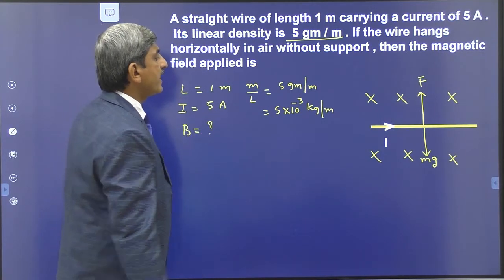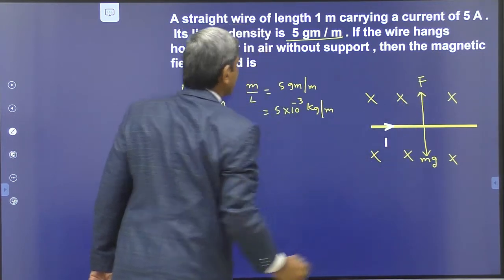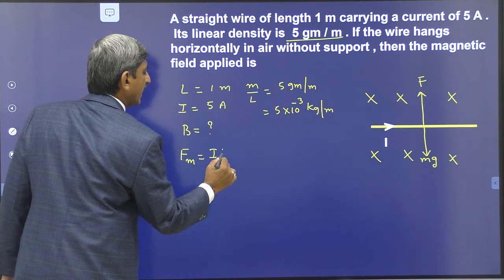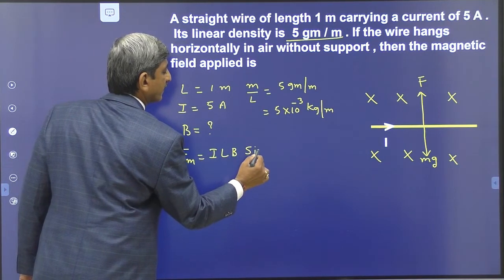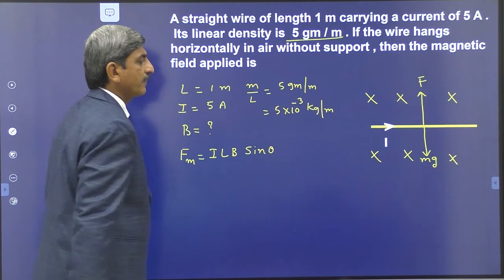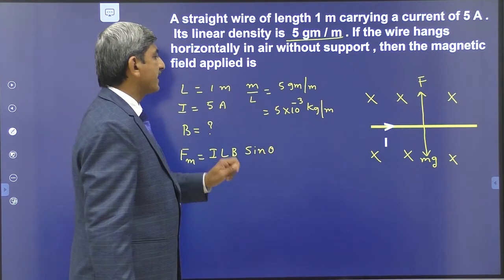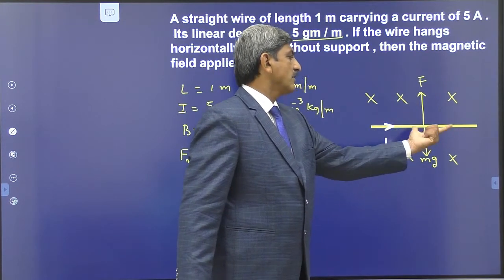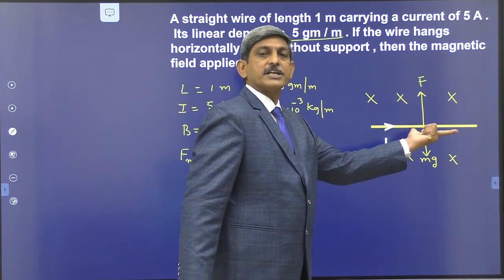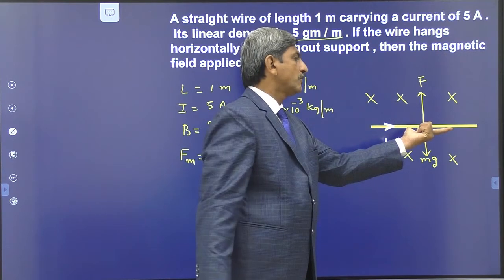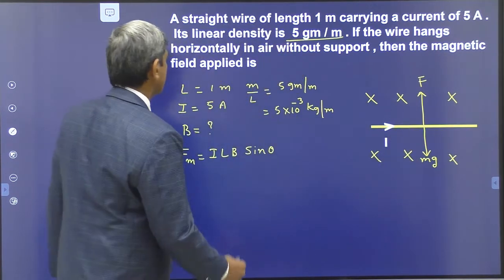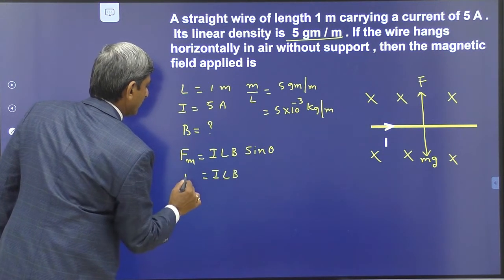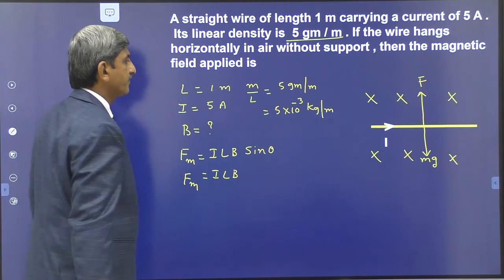If B is the strength of the magnetic field, then what is the force acting on the conductor due to the magnetic field? That force is given by ILB sin theta. Here, what is theta? Theta is the angle between the length and the magnetic field. Here the length is along the x-axis direction, whereas the magnetic field is along the z-axis direction, perpendicular to the plane and into the board. That's why the angle is equal to 90 degrees, so this is equal to ILB, which is the force due to the magnetic field.